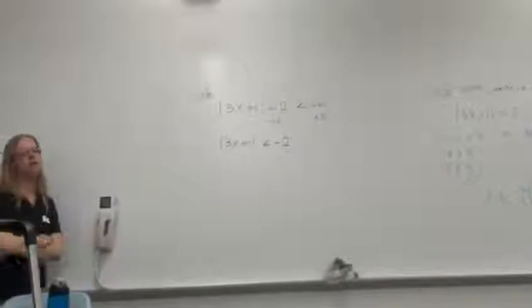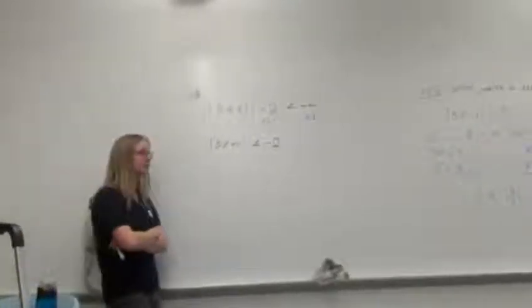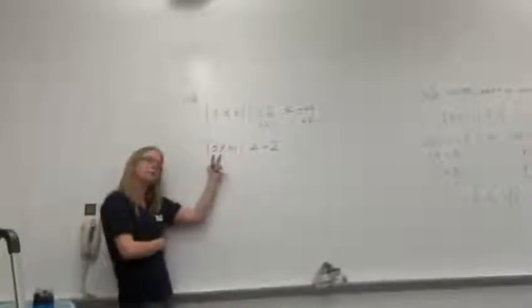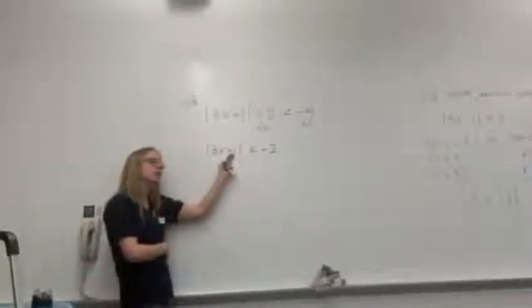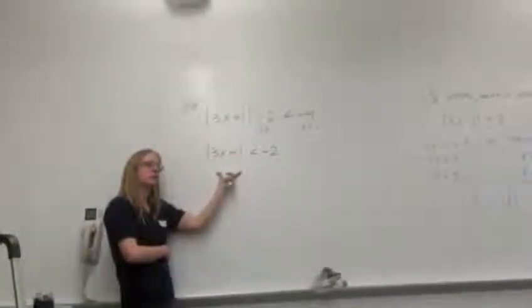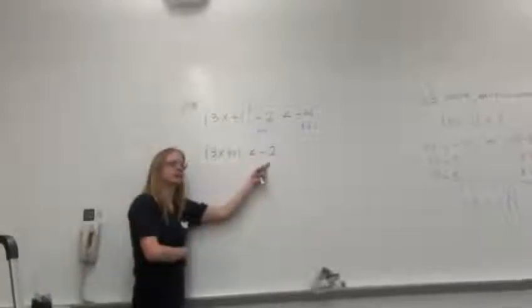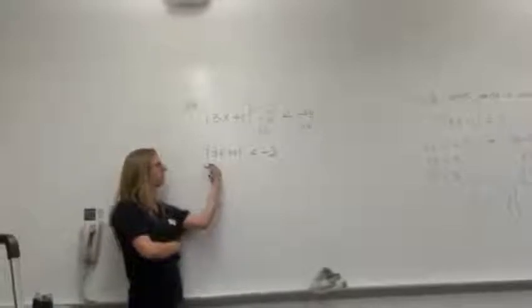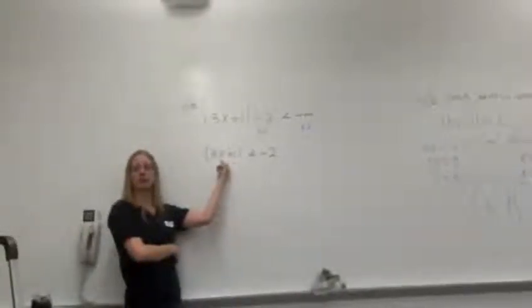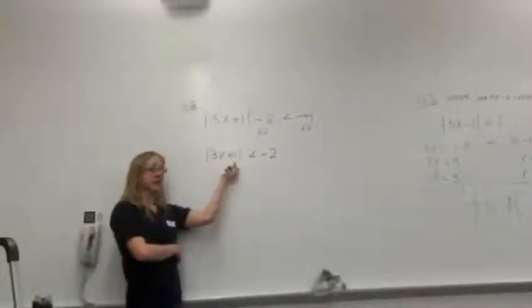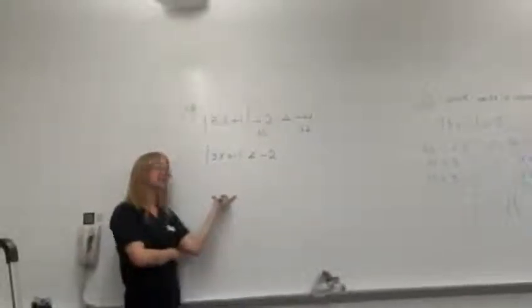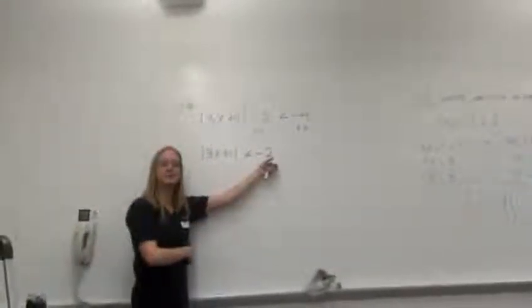Let me do this. Let me think of a number. I'm going to pick a number. My favorite number is 4. I'm going to plug it in and see if it works. 3 times 4 is 12 plus 1 is 13, absolute value of 13 is 13. Is 13 less than negative 2? Okay, so that didn't work. Maybe negative 4? Try negative 4. 3 times negative 4 is negative 12. Plus 1 is negative 11. But what's the absolute value of negative 11? 11. Is 11 less than negative 2?